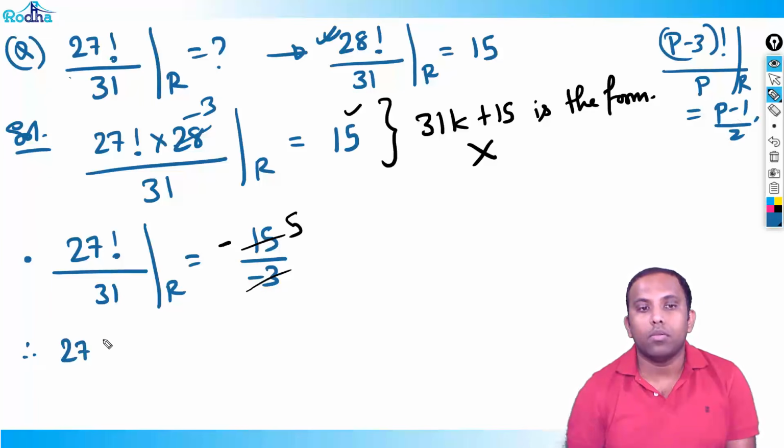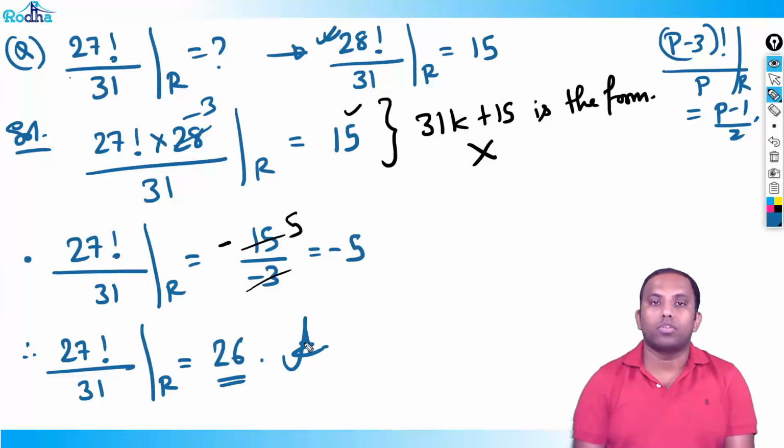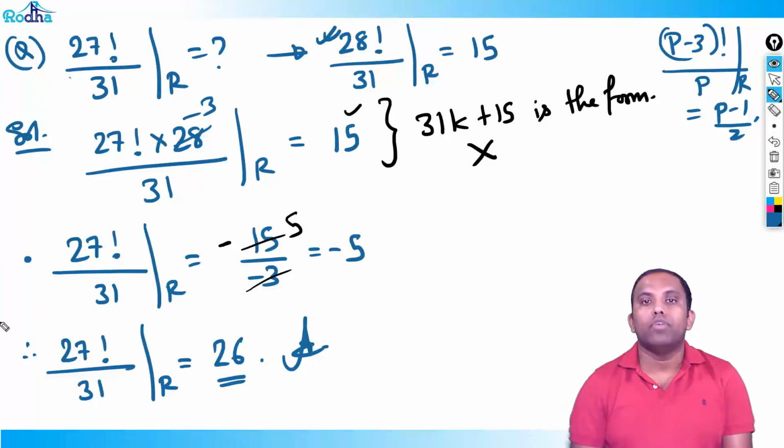So 27 factorial by 31, what is the remainder? -5. What does -5 mean? It is a negative remainder, so add the base with sign. So 31 minus 5, the answer is 26. So 26 is the answer for this question. Very good question.